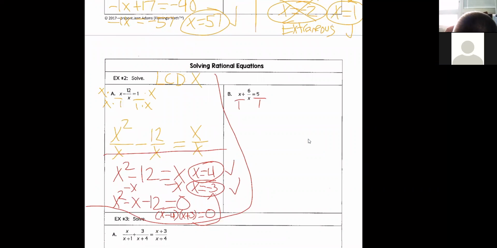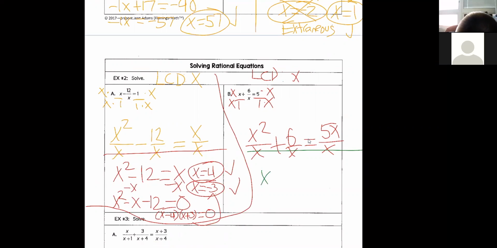So once again, our common denominator would just be x. We don't have to mess with the second fraction, but the first and the third we do. So you would get x squared over x plus 6 over x equals 5x over x. You can just get rid of this denominator. So you just have x squared plus 6 equals 5x. Very similar problem. You'd want to get it in that nice trinomial form, so that's why I'm putting the x part in the middle.